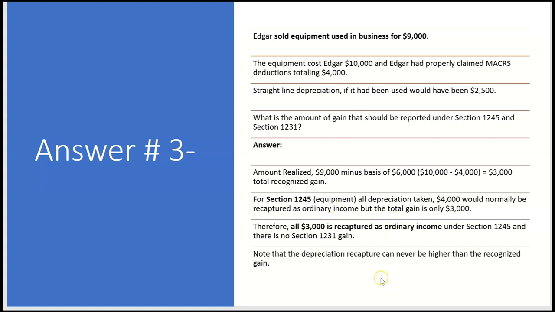And the answer is the depreciation recapture can never be higher than the recognized gain. So since our recognized gain is only $3,000, that's what's going to be recaptured as ordinary income, $3,000. And we'll have nothing left for Section 1231 gain. So just when we get used to recapturing all the depreciation taken as ordinary income, we've got to remember that we're limited to the total recognized gain. The amount of depreciation recapture can never be higher than the recognized gain.